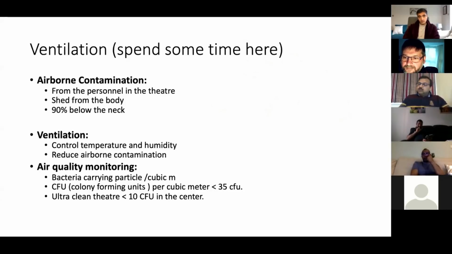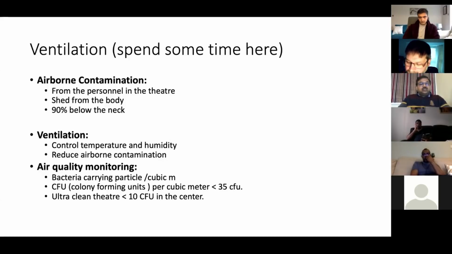Ventilation, a very important concept. Take some time to elaborate on this, because this is where quite a significant number of points and important factors are. One of the most important things to say is that the commonest contamination comes from airborne particles, and the source of these particles is the personnel in the theater. It is shed from the body. It has been found that 90% comes from below the neck.